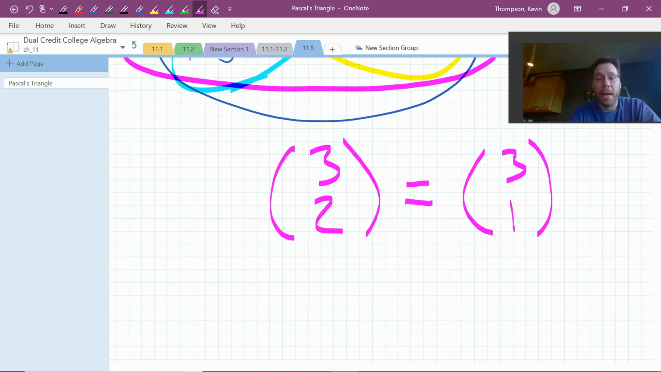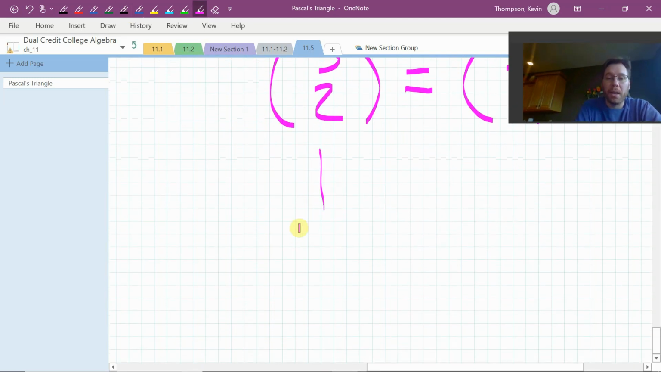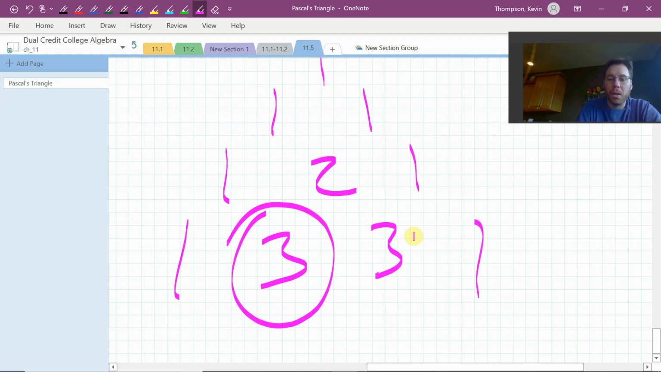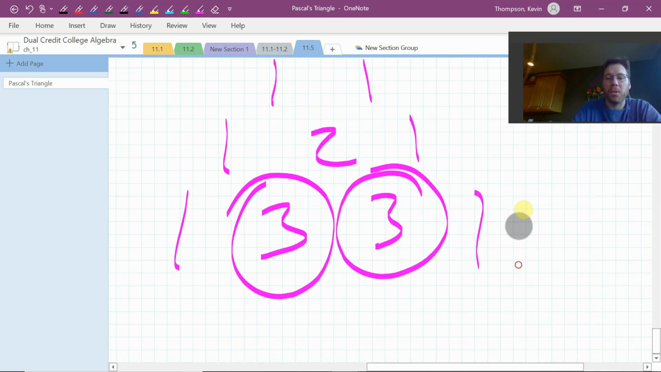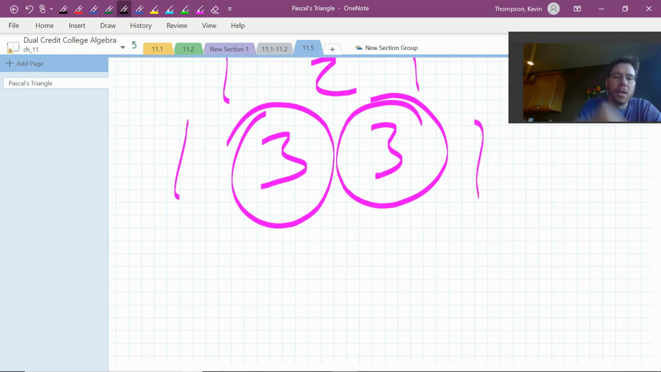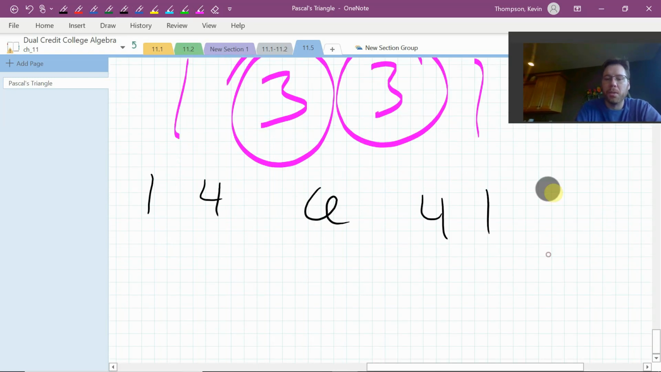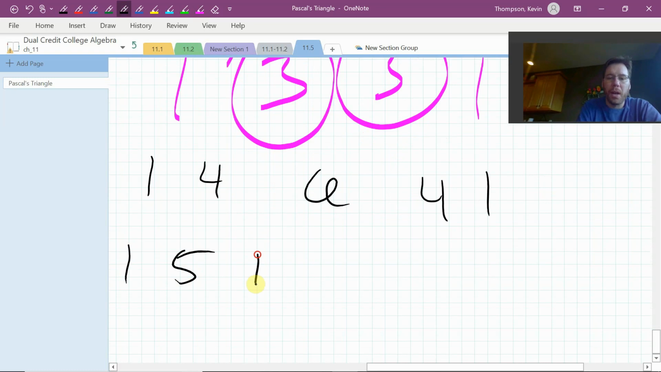Which takes us back to Pascal's triangle and why we see this symmetry, this 1, 3, 3, 1. We see the symmetry of those choices. Now, if I extend this, so let's go 1, 4, 6, 4, 1. 1, 5, 10, 10, 5, 1.